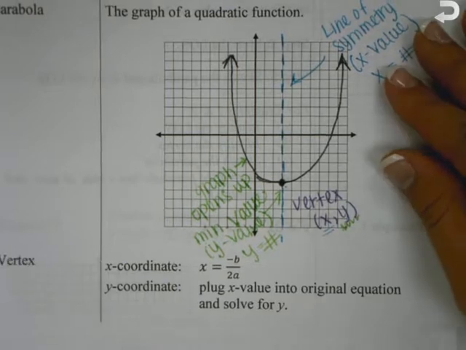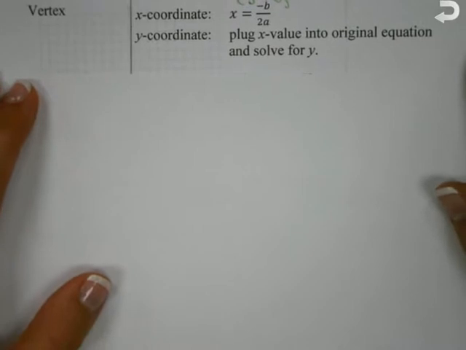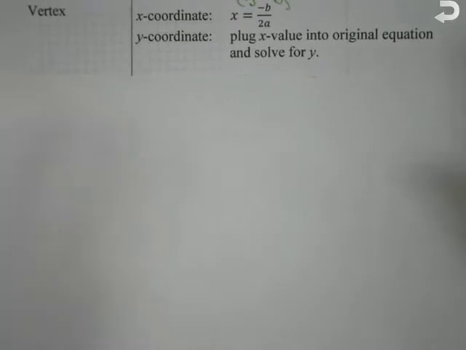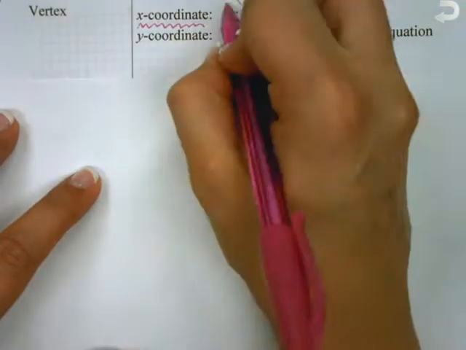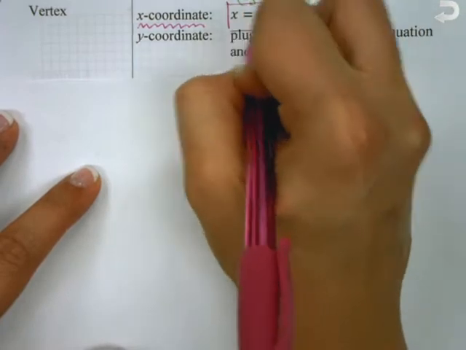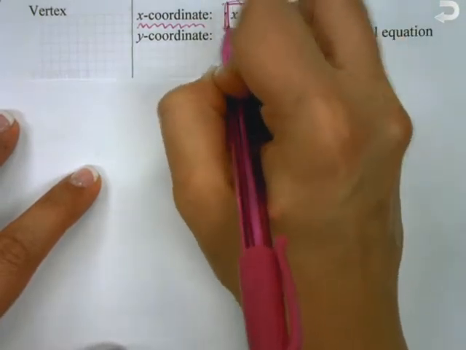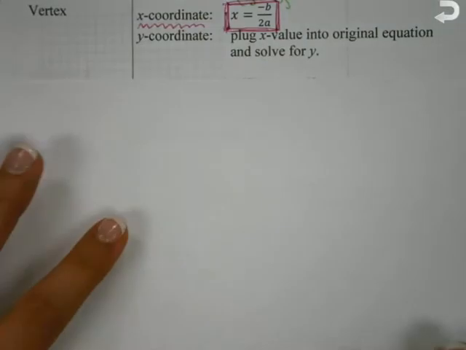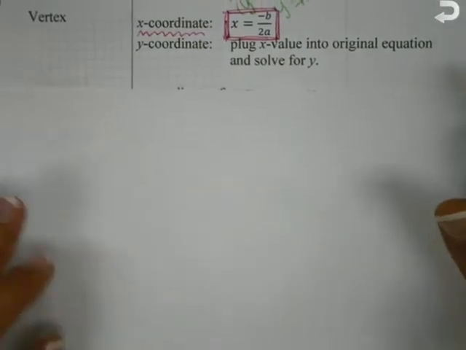The vertex is a coordinate, x comma y. In standard form, we have a formula for finding the x-coordinate of the vertex. To find the x-coordinate, we have to use the formula x equals negative b over 2a. This is your new best friend. You must know it, memorize it, love it. X-coordinate, x equals negative b over 2a. Always.